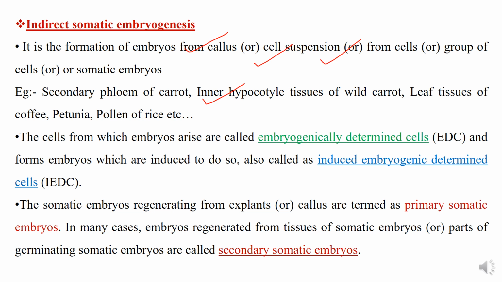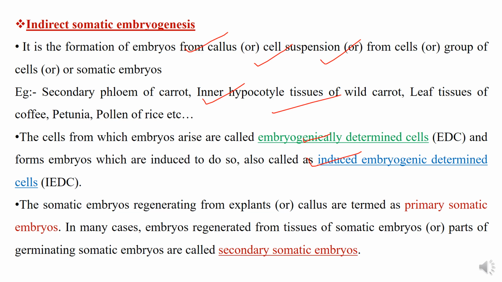Because of PEDCs, we can achieve direct somatic embryogenesis, that is, pre-embryogenically determined cells. But in the case of indirect somatic embryogenesis, we are forcibly inducing the cells to form the embryo. Those cells we call induced embryogenic determined cells, that is IEDC. These are pre-embryogenically determined cells, where we can get direct somatic embryogenesis, and this is the IEDC, where we will get the indirect somatic embryos.